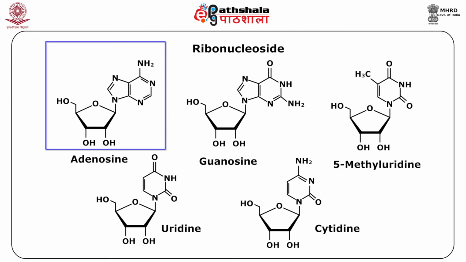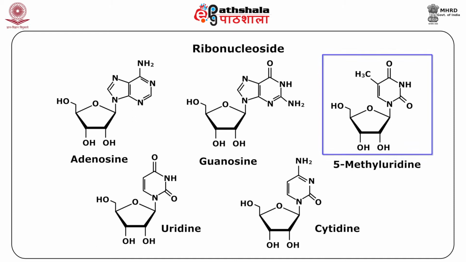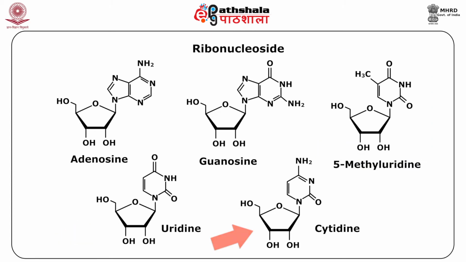Now in adenosine, it is the adenine moiety which is attached to a pentose sugar via the N9 atom. In guanosine, again the way we saw it in adenosine, it is attached via the N9 atom to a D-ribose sugar. Next is 5-methyluridine. 5-methyluridine is a pyrimidine in which D-ribose will be attached to the N1 atom. Similar holds true for uridine and cytidine.